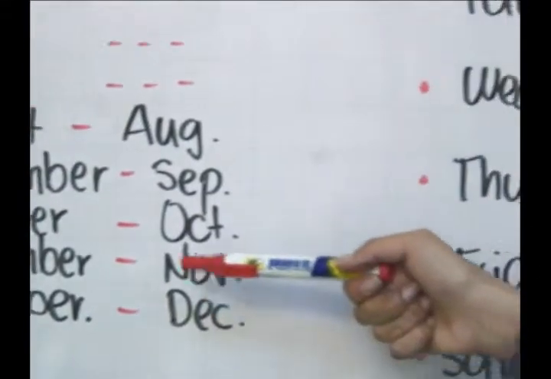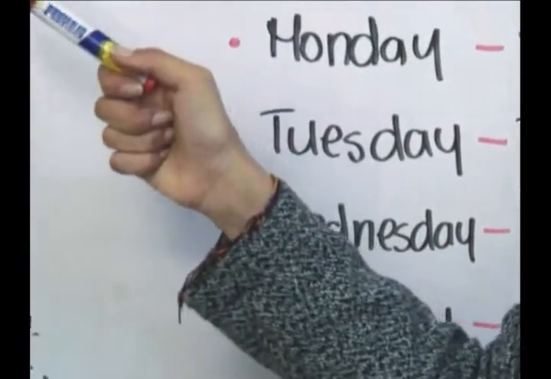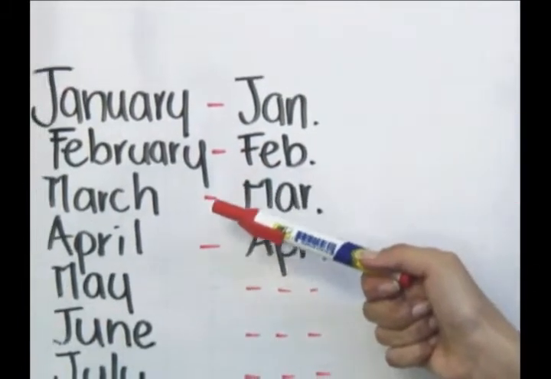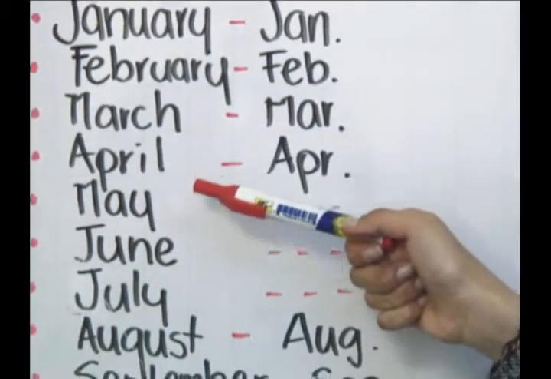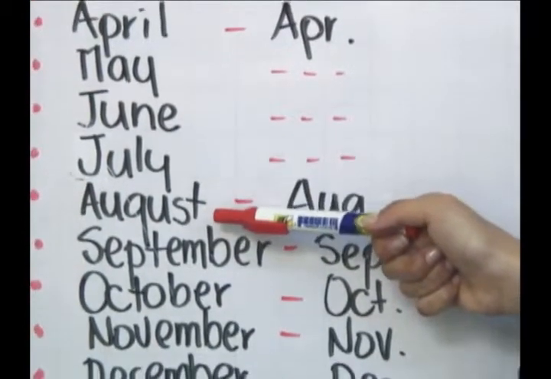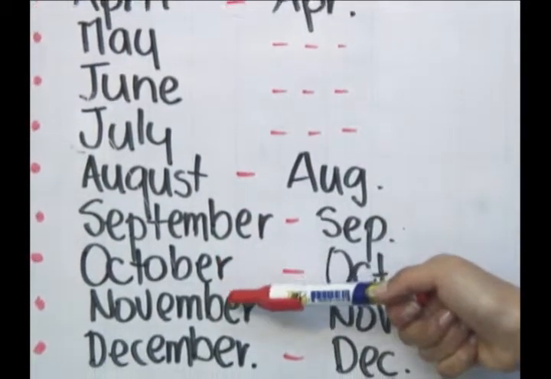So let's practice the pronunciation again, quickly. January, February, March, April, May, June, July, August, September, October, November, and December.